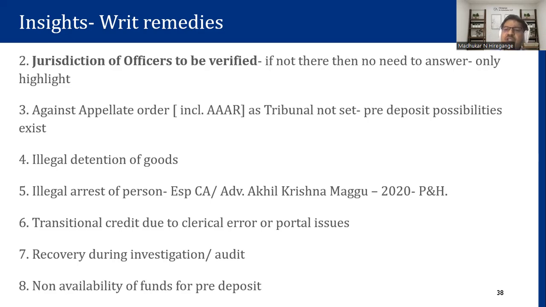Even if transitional credit is missed due to a clerical error or portal issues, writ is the only remedy available now. You can't go back to the officer. You can make an attempt and then say, if you don't allow me, I am going to the writ remedy. You can go at any time and they will ask them to open the portal for you.